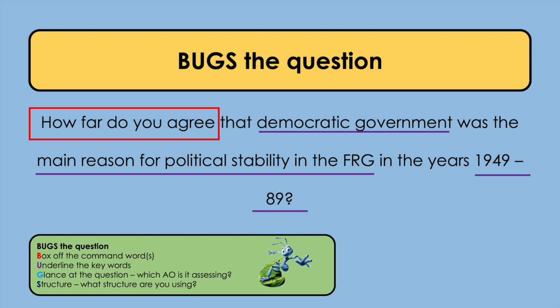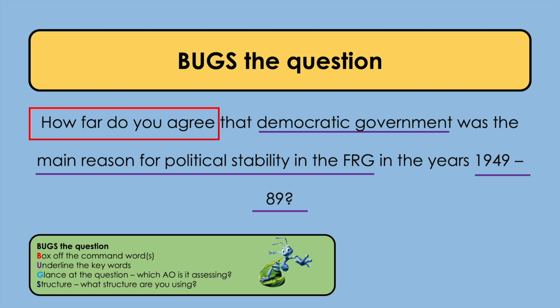And then finally, we're going to underline 1949 to 1989, because whilst, yes, the mentioning of the FRG indicates to us that this would be the time period that we're talking about, it's important that we don't lose sight of that time period for two reasons. One, if you talk about in detail democratic government and political stability in the Weimar or Nazi period, then you aren't going to pick up marks, because the question is explicitly asking us about 1949 to 1989.